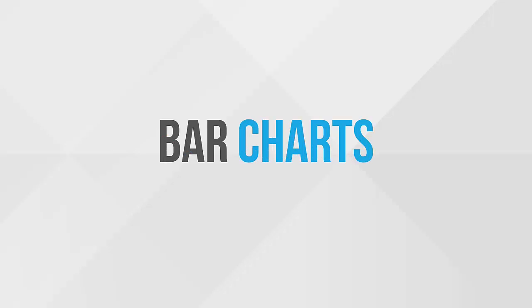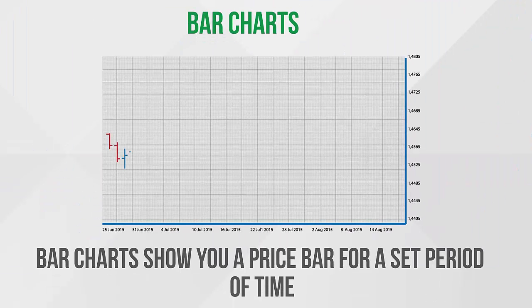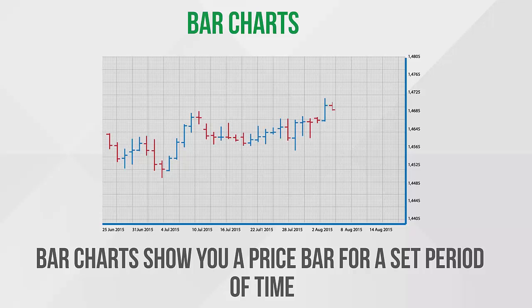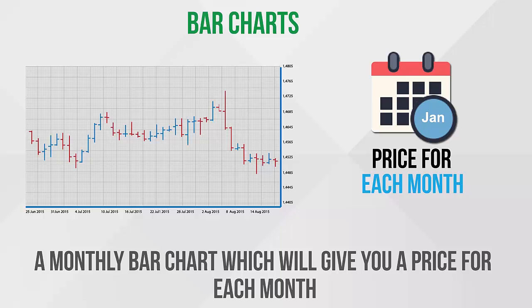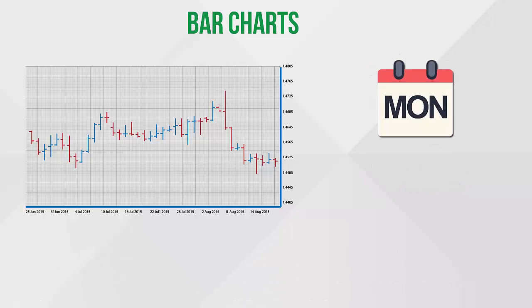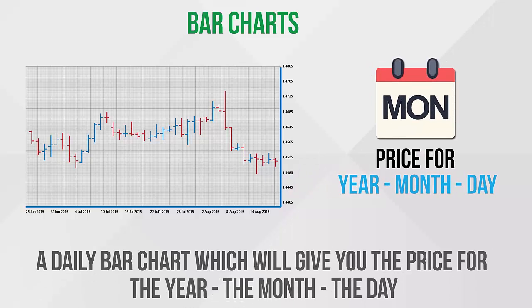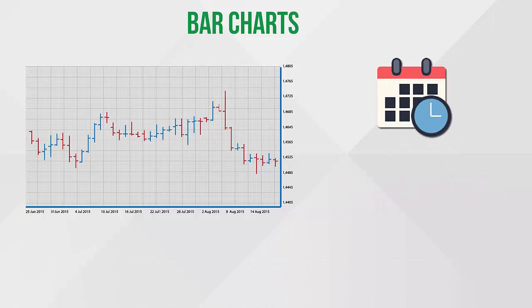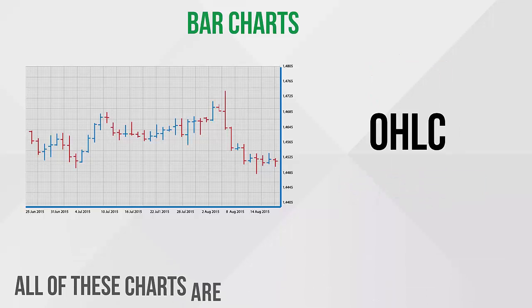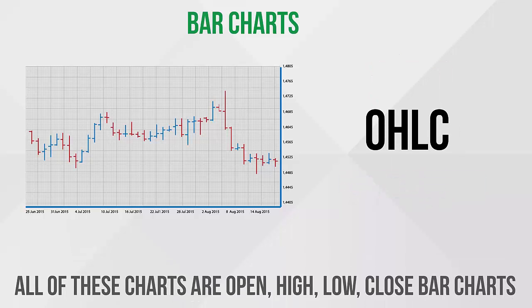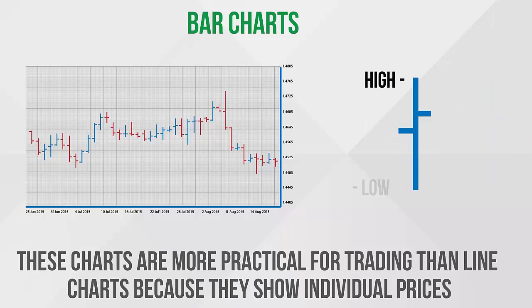Bar charts. Bar charts show you a price bar for a set period of time. You can choose a monthly bar chart, which will give you a price for each month, a daily bar chart, which will give you the price for the year, the month or the day, or a 4-hour chart, which will give you the price for each 4-hour period of time. All of these charts are open, high, low, close bar charts, OHLC charts. These charts are more practical for trading than line charts because they show individual prices.